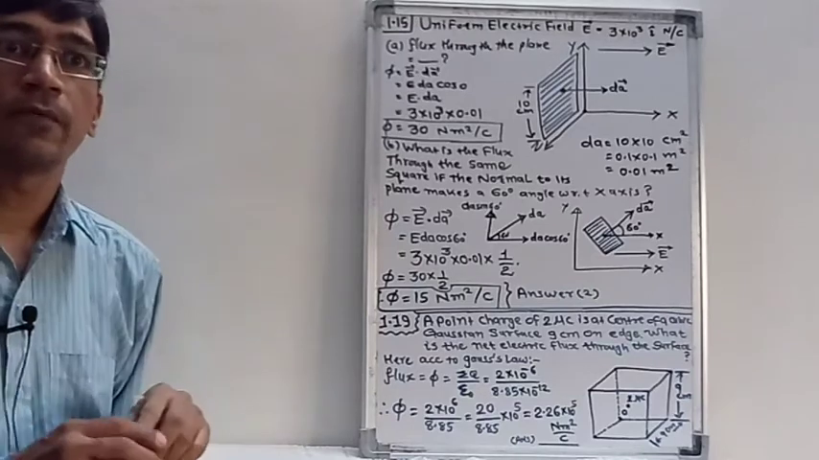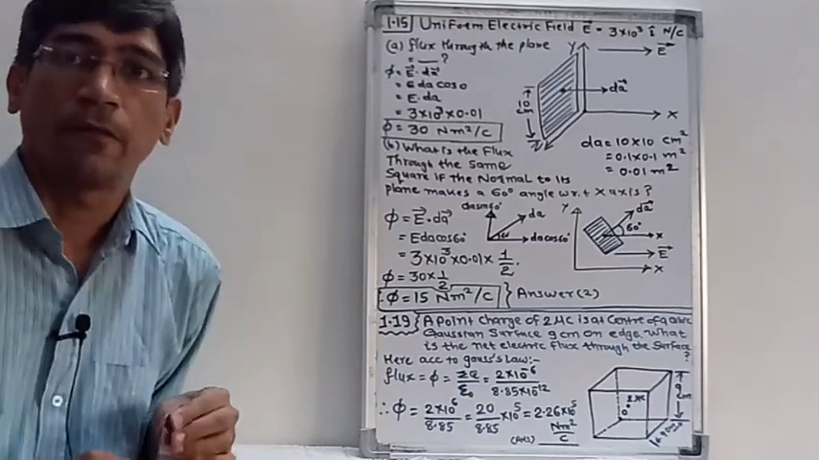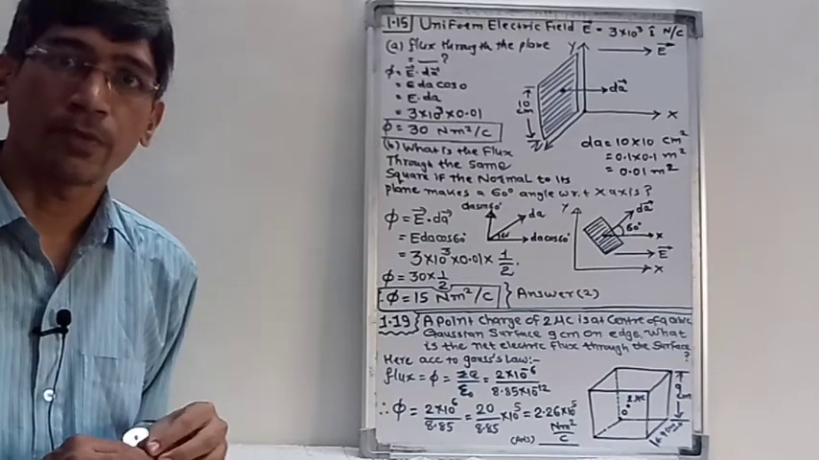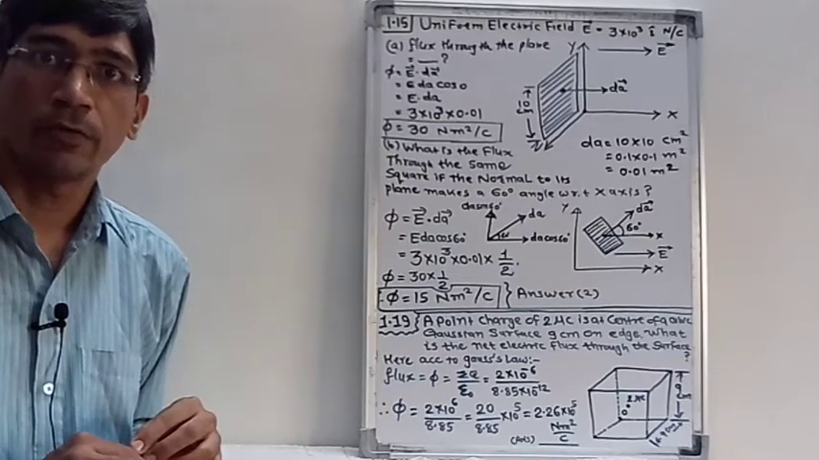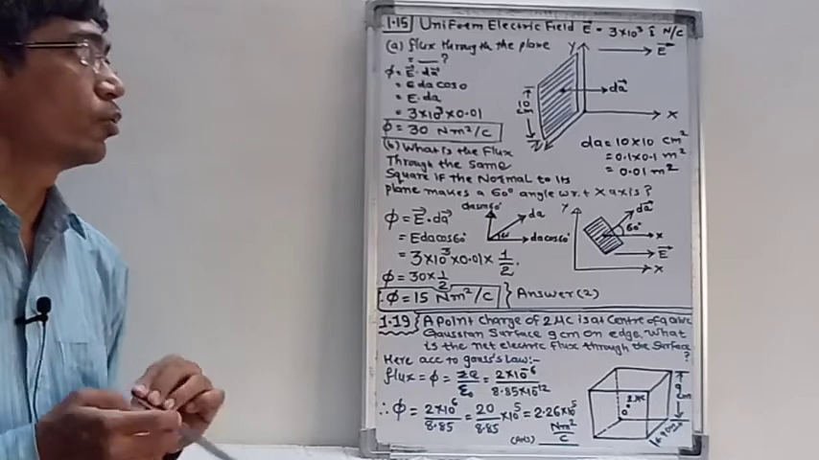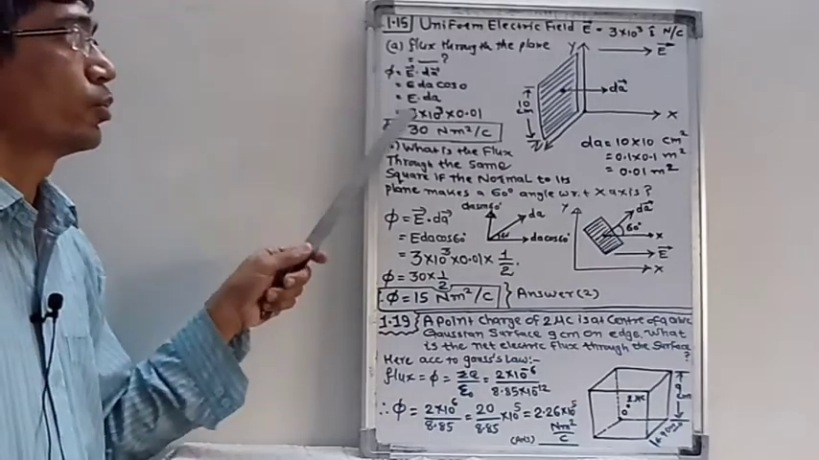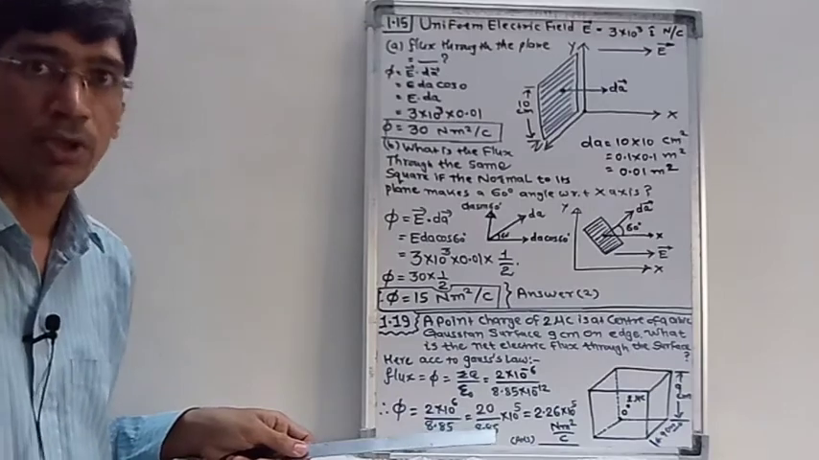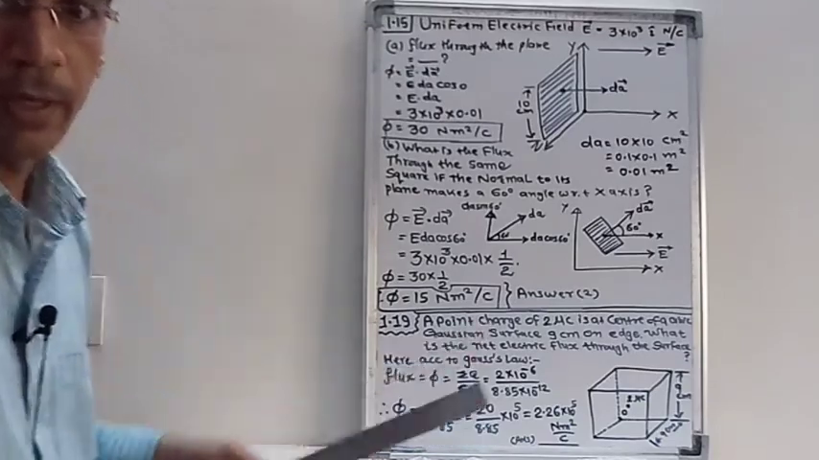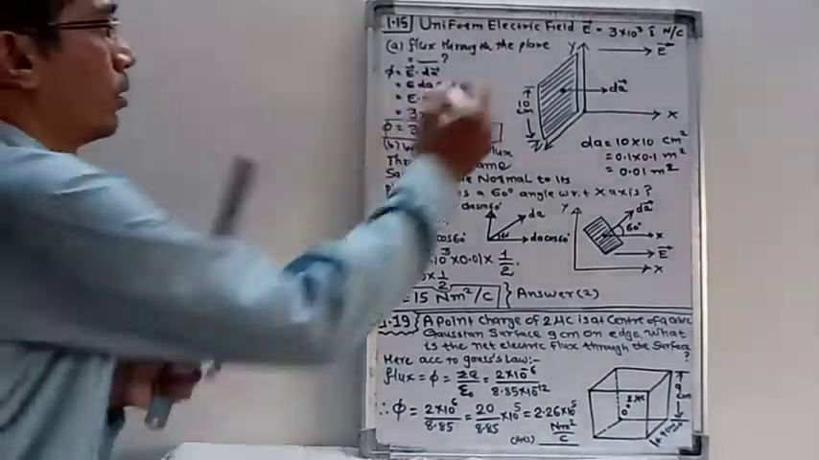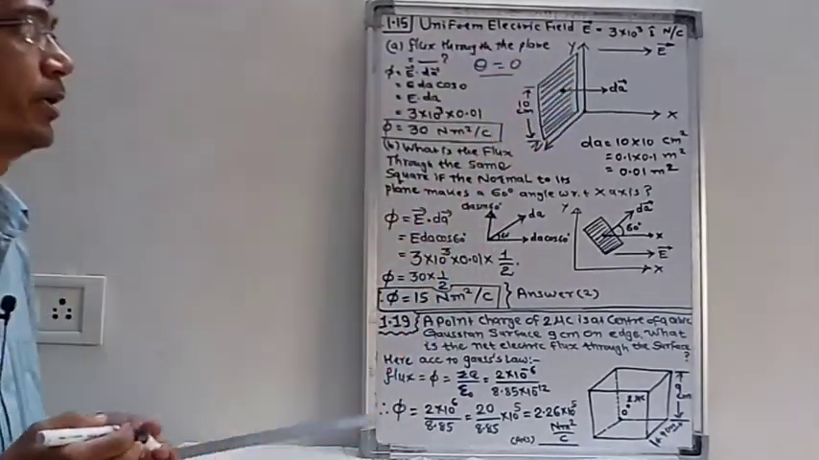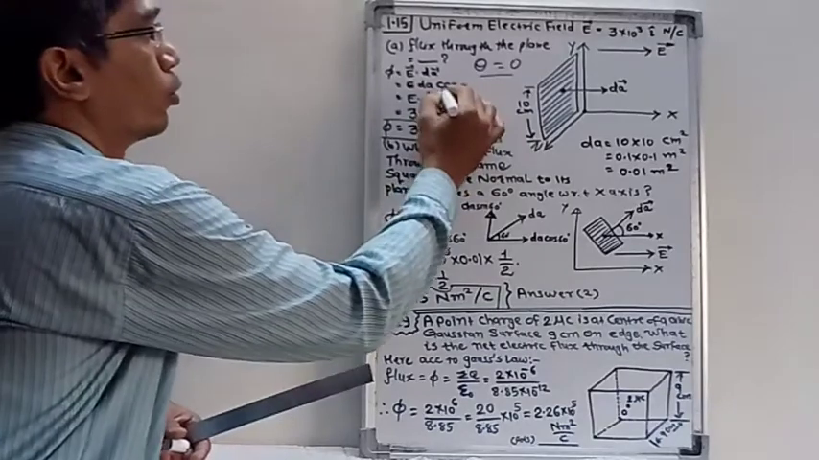So flux is given by the Gauss theorem. Flux is equal to the integration of E dot dA, which is equal to sigma q upon epsilon 0. So we are using the equation flux is equal to E dot dA. Here E and dA are in the same direction, so the angle theta is 0. Theta is equal to 0 between E and dA. So cos 0 is equal to 1.